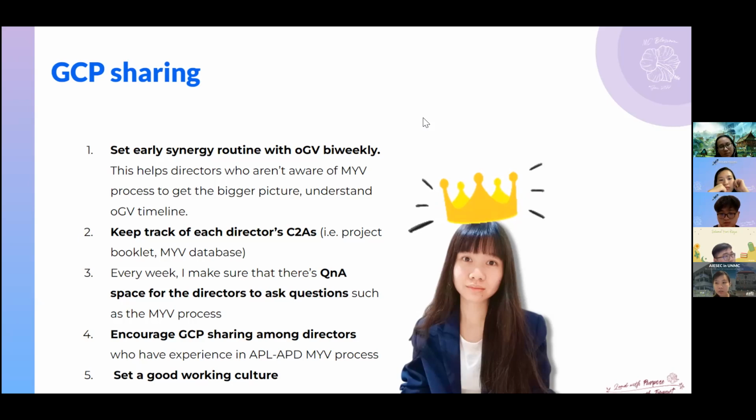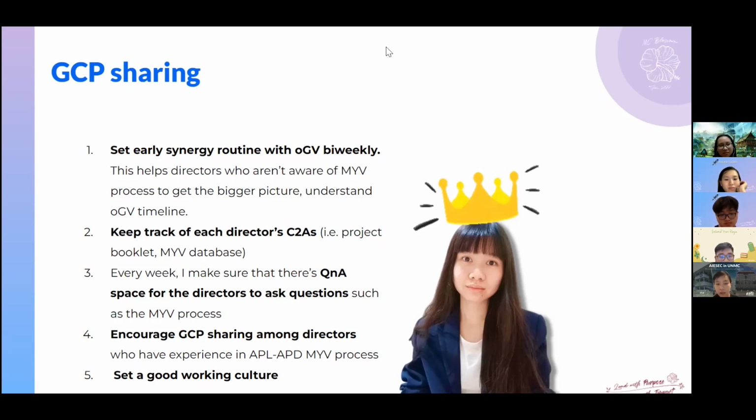And yeah, I always utilize the meeting space mostly for Q&A sessions, because I feel that if I talk too much, they will be very overwhelmed. So I usually have more Q&A space for the directors to ask questions about the MYV process and why it is important. This builds an open culture, and I think it makes us very transparent with one another and builds trust.